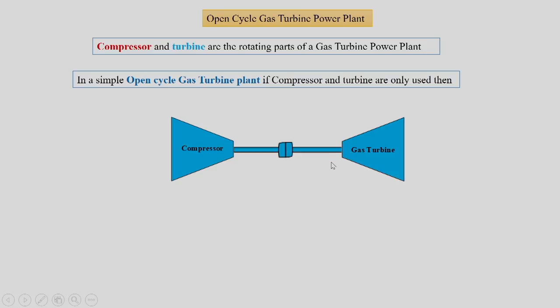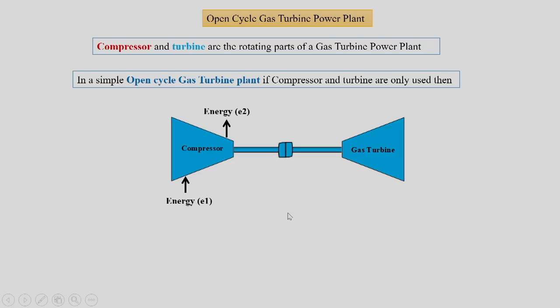So, what would happen in this case is that there is energy E1 at the inlet to the compressor. Then after the process of compression, we know that compressor is a work absorbing machine. So, the energy which is in the rotor will be given to the fluid. So, fluid has some energy to start with in the inlet of the compressor, which would get further increased to energy E2 at the outlet of the compressor. But since I have just connected compressor and turbine to form a gas turbine power plant, I would pass this E2 energy to the gas turbine. So, gas turbine will have E2 energy at the inlet.